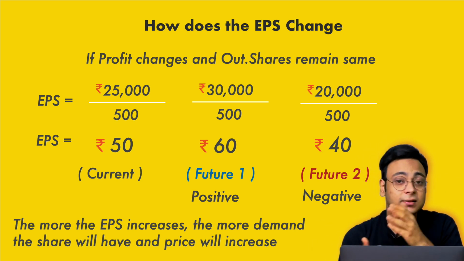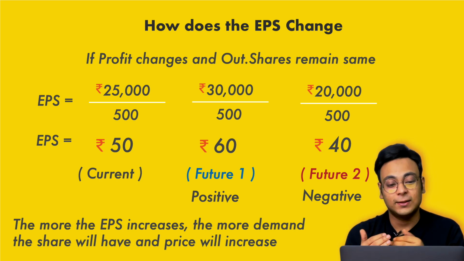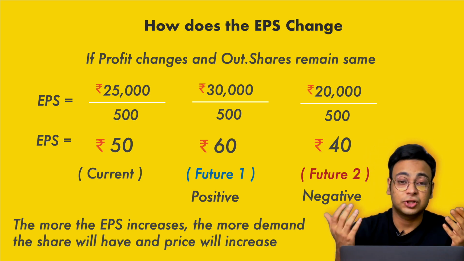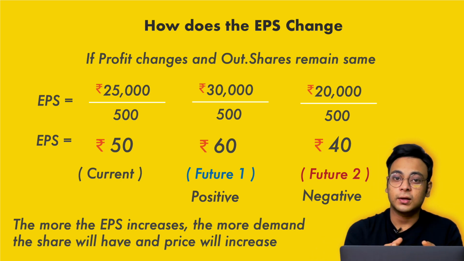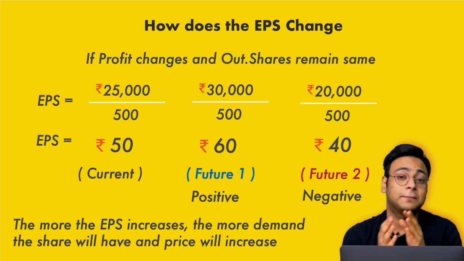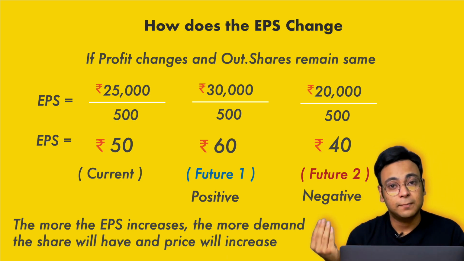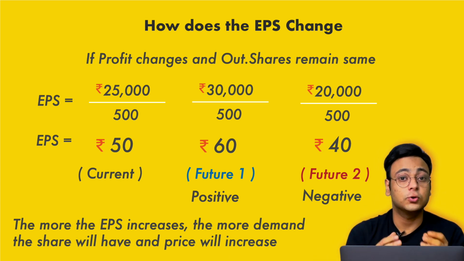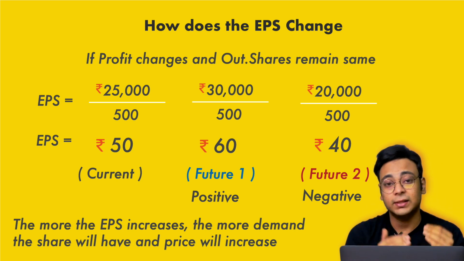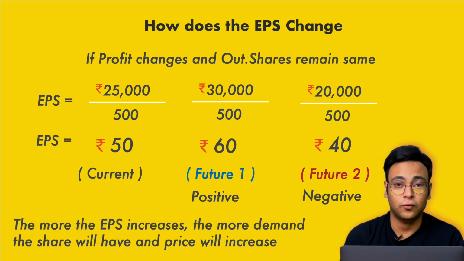Now let's say another situation can happen where the company's profit fell, where the profit went from 25,000 to 20,000 and the share capital is the same. Here the EPS of the company will become 40. This is a bad sign. When the company's EPS is falling, the participants in the market, the ones who hold the share in the company, will lose interest in the company because the earnings per share, EPS, is falling down.